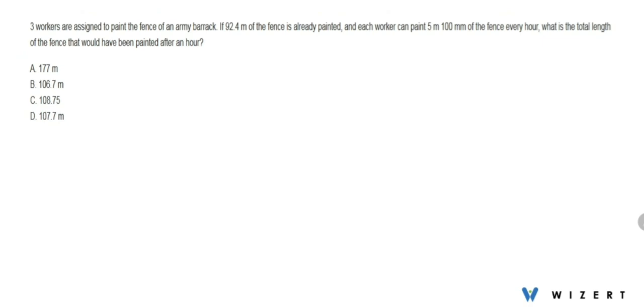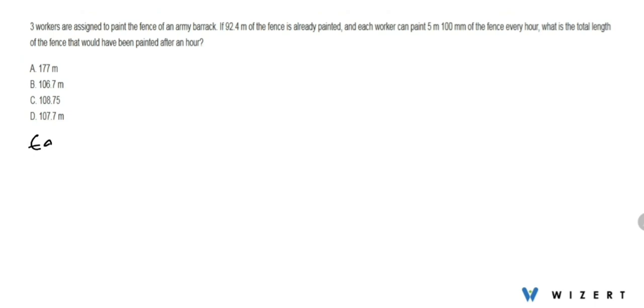3 workers are assigned to paint the fence of an army barrack. If 92.4 meter of the fence is already painted and each worker can paint 5 meter 100 millimeter of the fence every hour, then what is the total length of the fence that would have been painted after an hour? We have to find out.